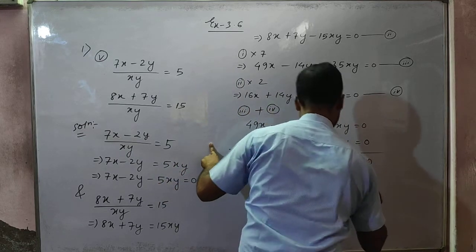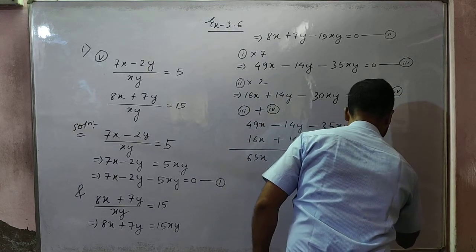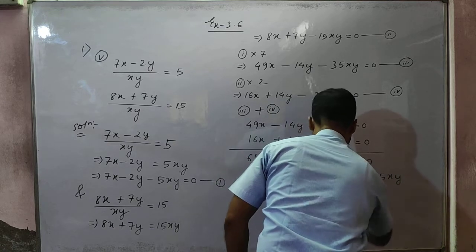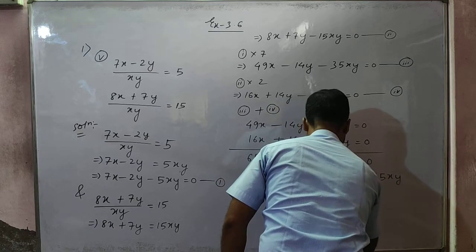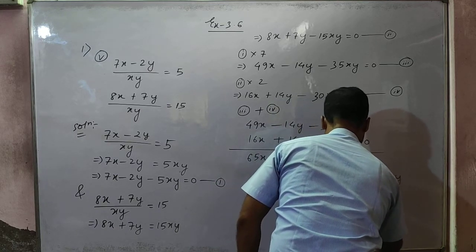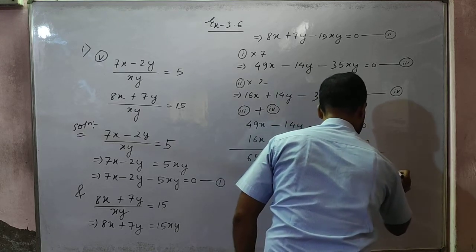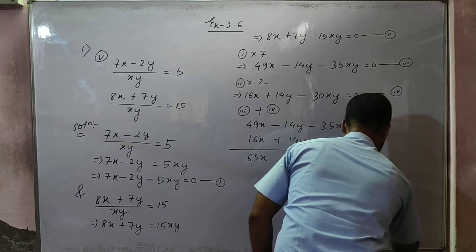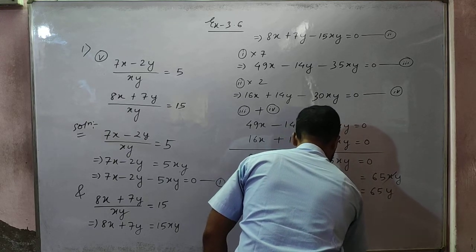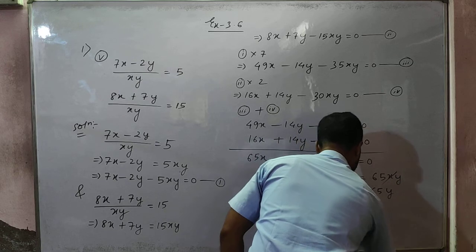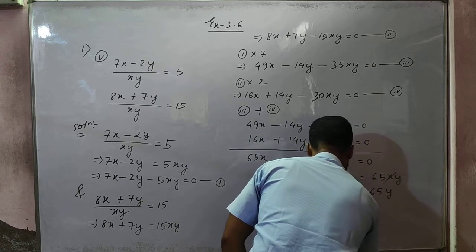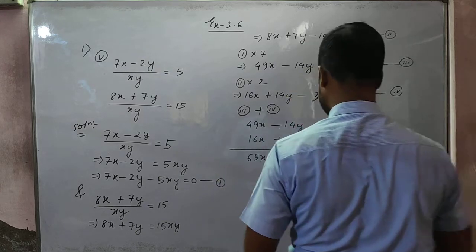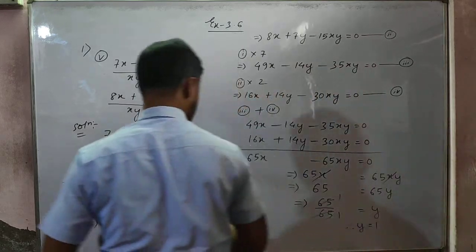So 65x is equal to 65xy. x and x are cancelled on both sides, so 65 is equal to 65y. So 65 by 65 is equal to y. 65 by 65 is cancelled, y is equal to 1. Now very easy.